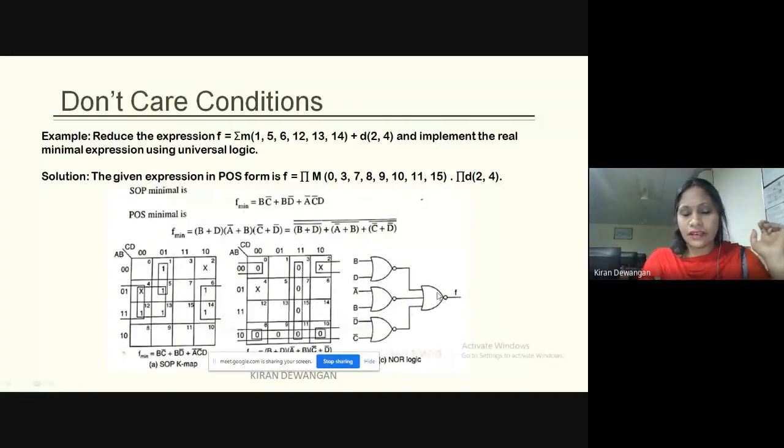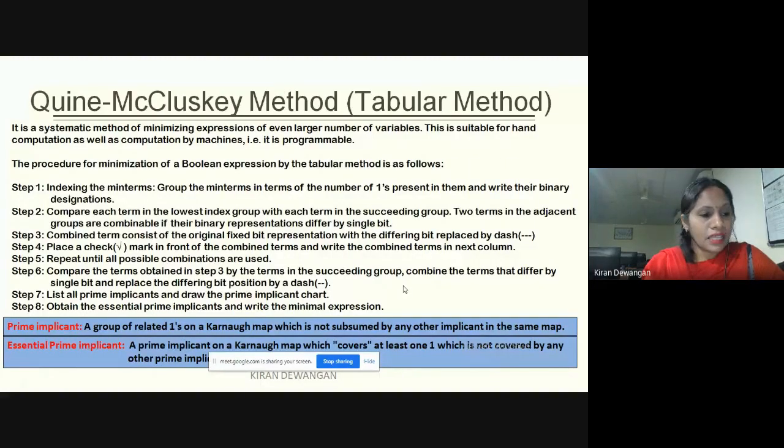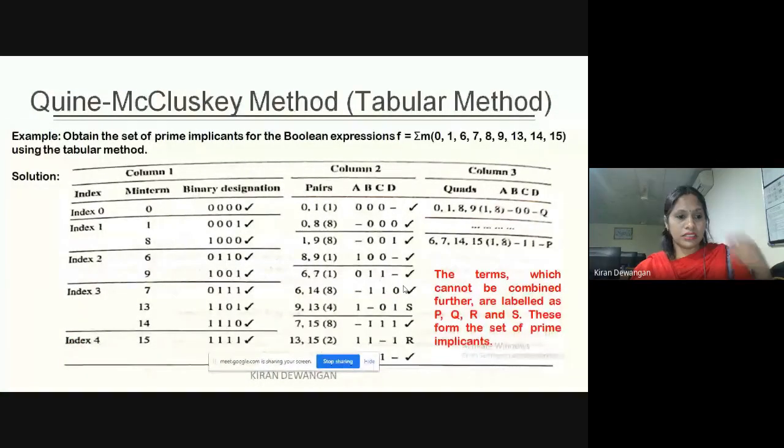So is the concept of prime implicant, essential prime implicant, and the false essential prime implicant clear? Is it clear, students? Everyone, is it visible, right? Okay, so this was the concept of the prime implicant and the essential prime implicant. Now let's go to the method.